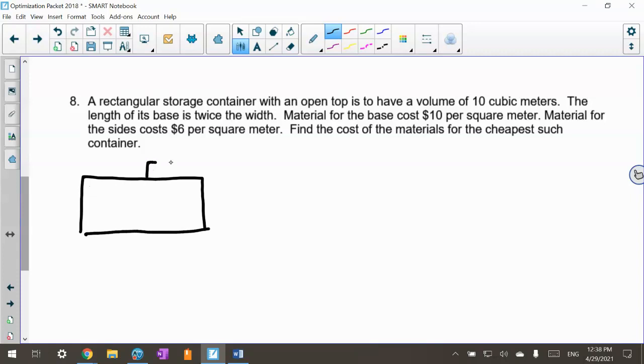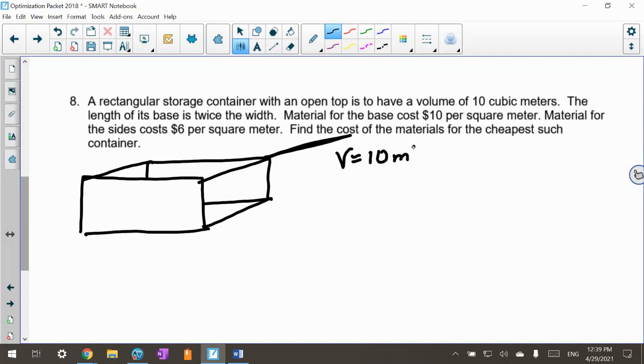So let's set it up a little bit. There's my rectangular storage container with an open top. We're just going to leave the top open. It is to have a volume of 10 cubic meters. Okay, that's my volume. The length of the base is twice the width. So I'm going to call the width x and the length is going to be twice that, which is 2x.